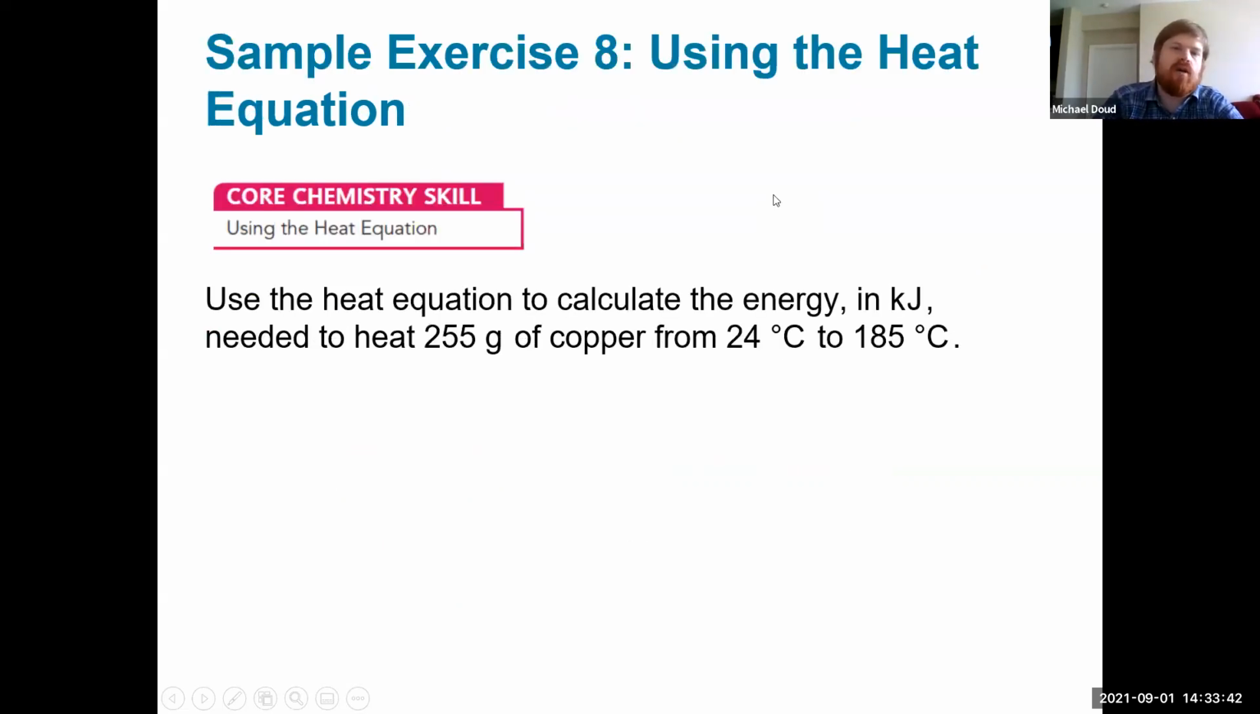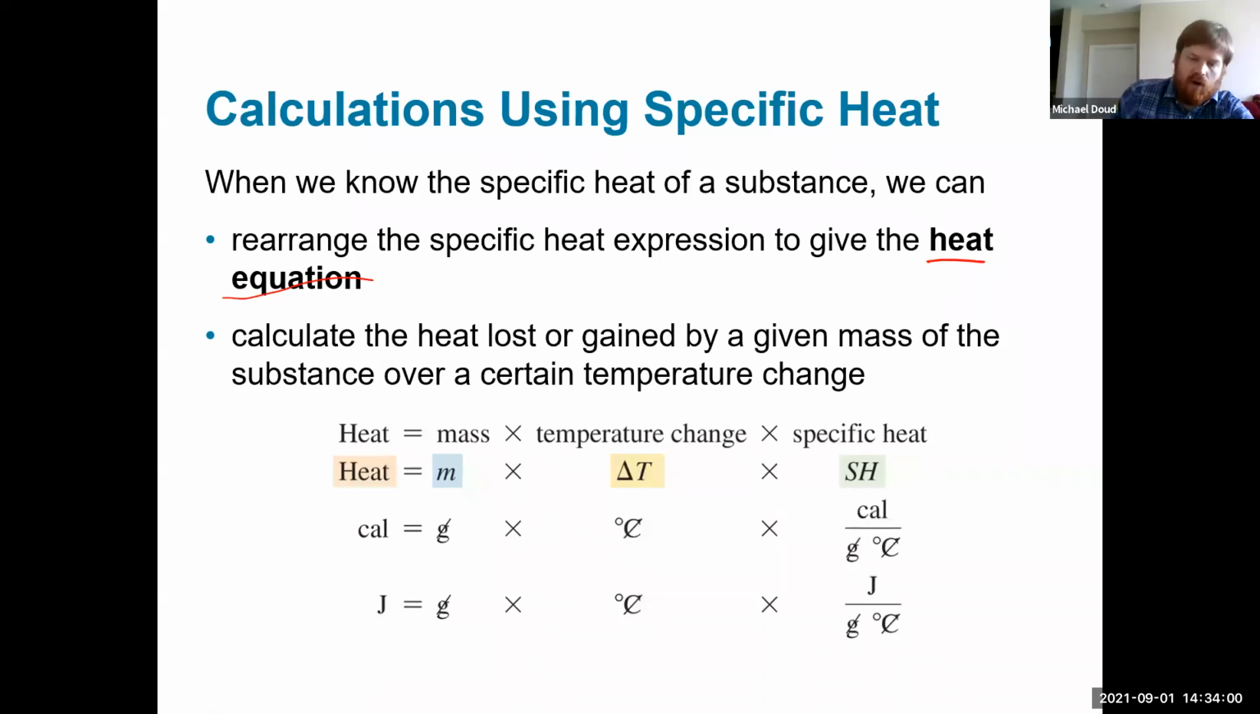Okay, so here we go. Sample exercise number 8, using this heat equation. Use the heat equation to calculate the energy in kilojoules that's needed to heat 255 grams of copper from 24 degrees Celsius to 185 degrees Celsius. So just going back here real quick, oftentimes you'll have this heat listed as Q, lowercase q. So it's Q equals M times delta T times the specific heat, SH.